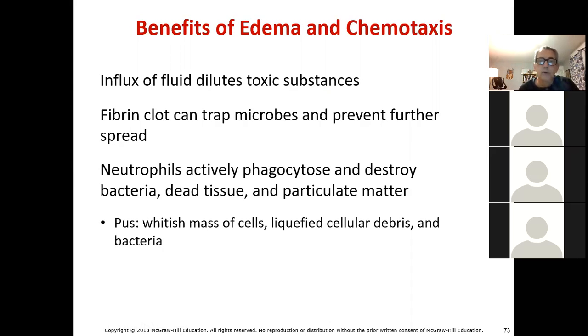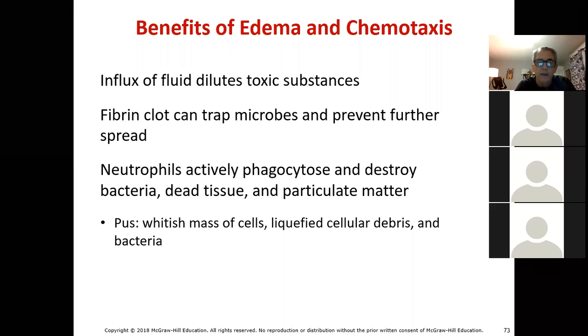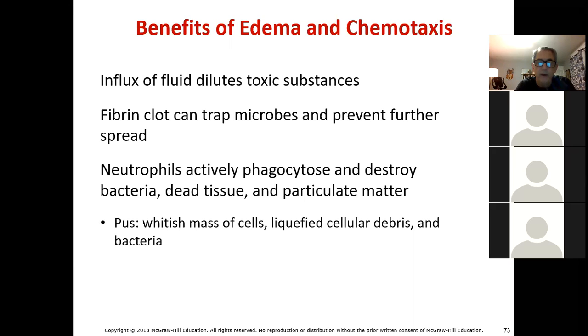The influx of fluid dilutes toxic substances at the site of the edema. Fibrin clots can also help trap microbes, prevent further spread. The neutrophils carry out phagocytosis, destroy the bacteria, but they also clean out dead tissue and particulate matter. Pus is that whitish mass of cells, liquefied cellular debris, and bacteria.